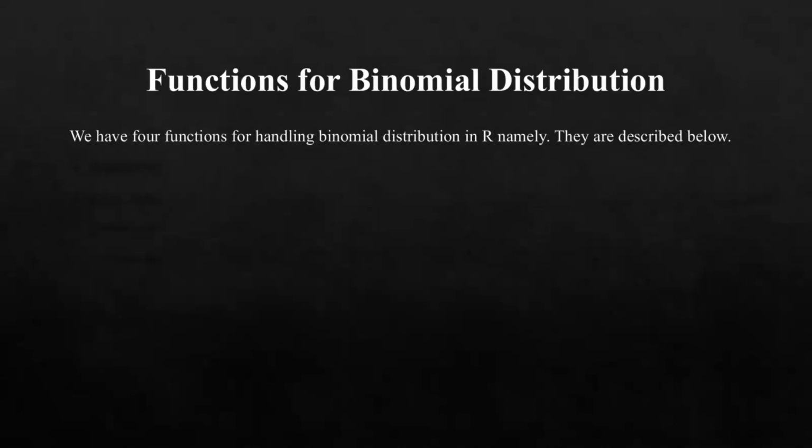So let's see the functions for binomial distribution. We have 4 functions for handling binomial distribution in R, namely, they are described below. First one is dbinom, the second one is pbinom, then we have qbinom, then we have rbinom.